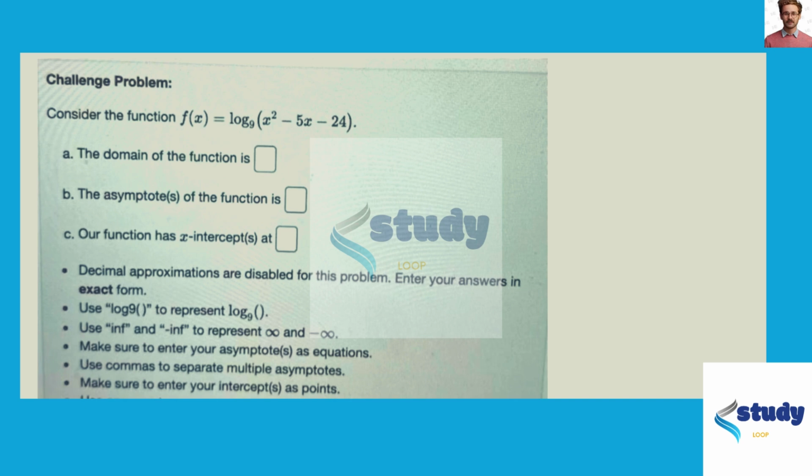The domain of the function is when what is part of the logarithm is going to be greater than 0, because you can't take a logarithm of 0 and you can't take a logarithm of a negative value. So you could check the factor, what multiplies to negative 24 and adds to negative 5. That would be x minus 8 and x plus 3.